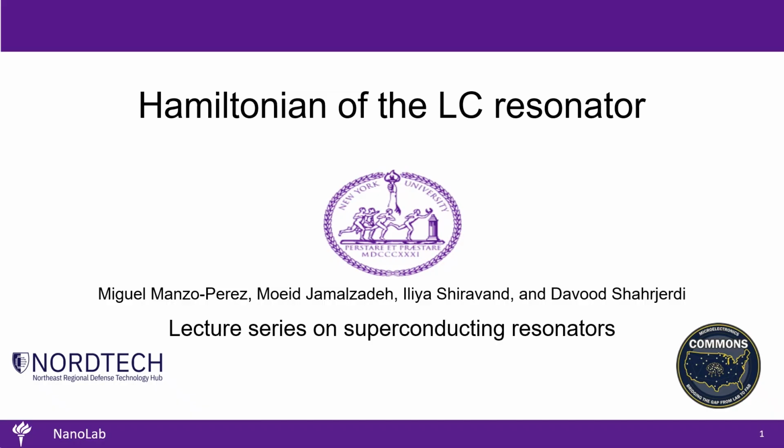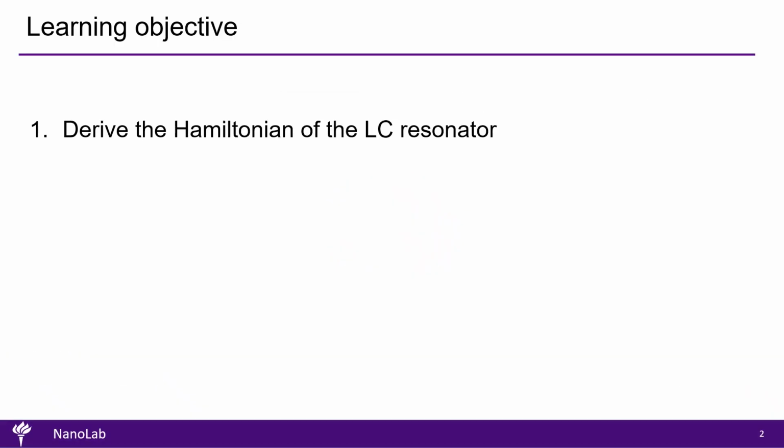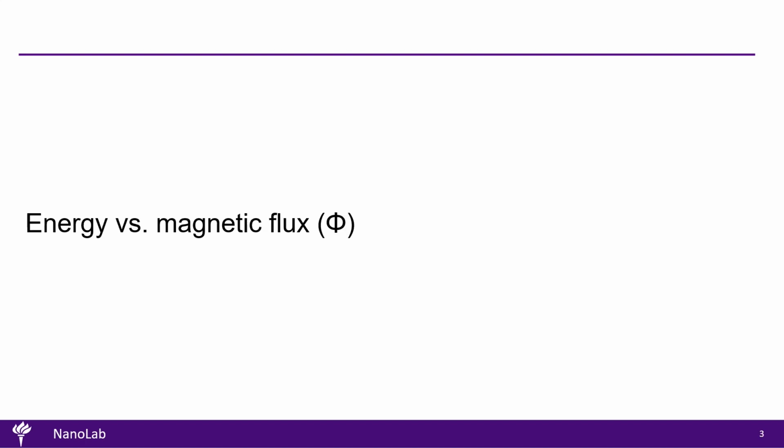In this context, we have a single learning objective for this session: to derive the Hamiltonian of the LC resonator. The first step is to plot the energy of the resonator as a function of magnetic flux. We do this because, in the literature, the energy plots of quantum LC harmonic oscillators are usually presented in terms of magnetic flux. This convention also helps when transitioning to the concept of anharmonicity in artificial atoms. For us right now, it is simply a change of variables.